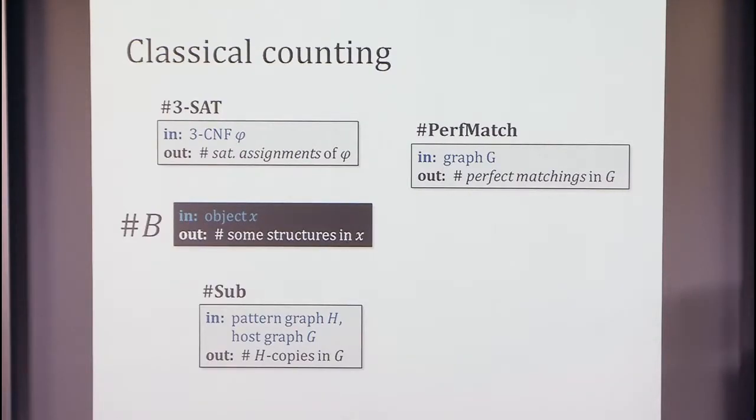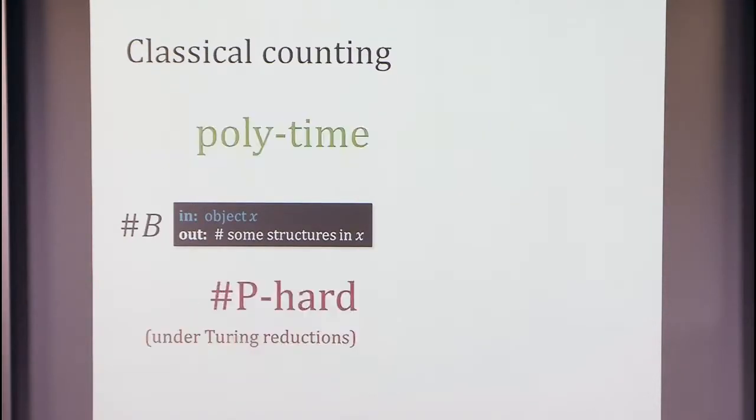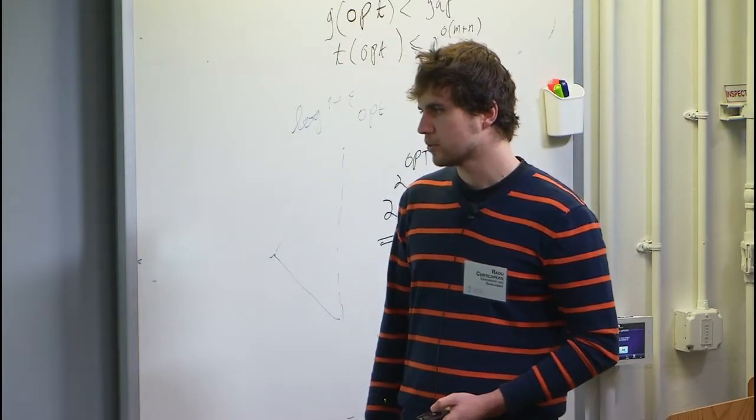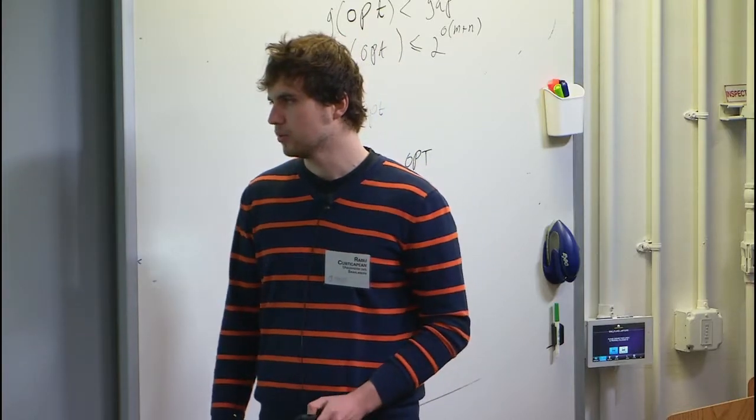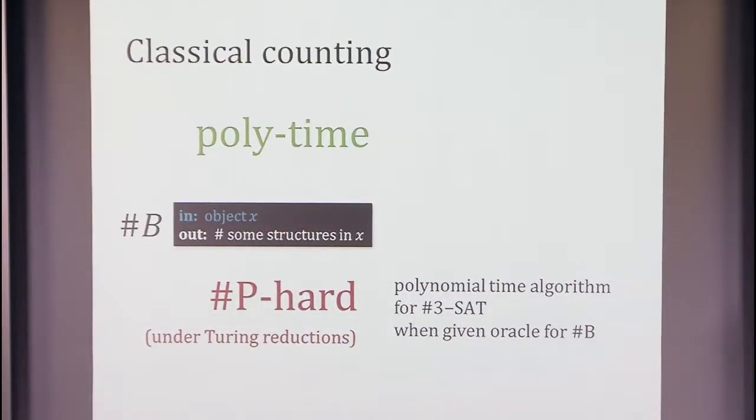perfect matchings in G. So in classical counting complexity, the outcomes you can typically expect are that your problem is polynomial time solvable, or it's #P-hard under Turing reductions. Just as a recap, #P-hardness under Turing reductions in the case of counting problems means that we have a polytime algorithm that solves #3SAT when given an oracle for the counting problem #B. And of course, under this notion, we have just trivially shown that counting 3SAT is #P-hard.